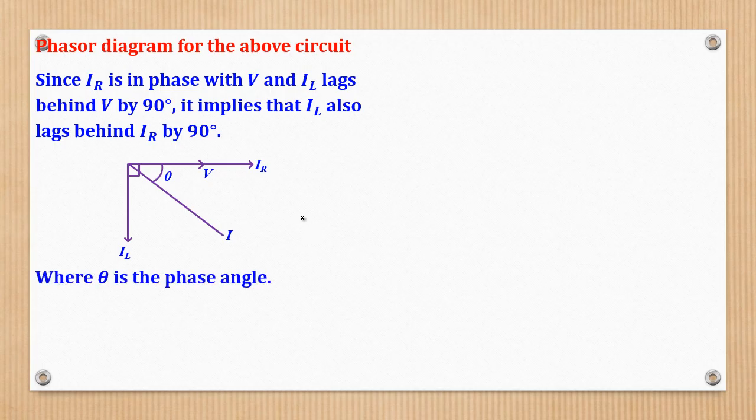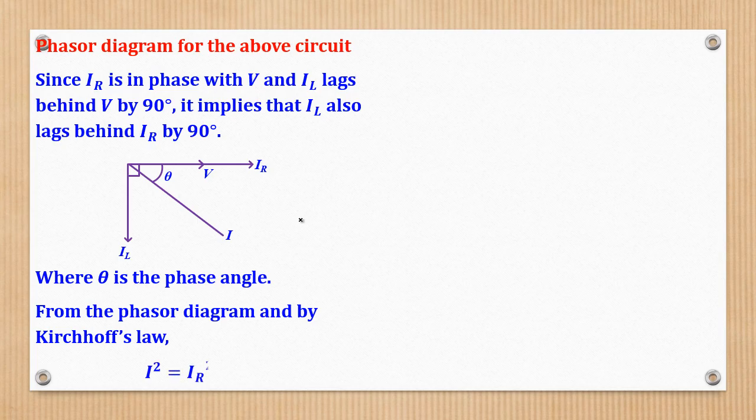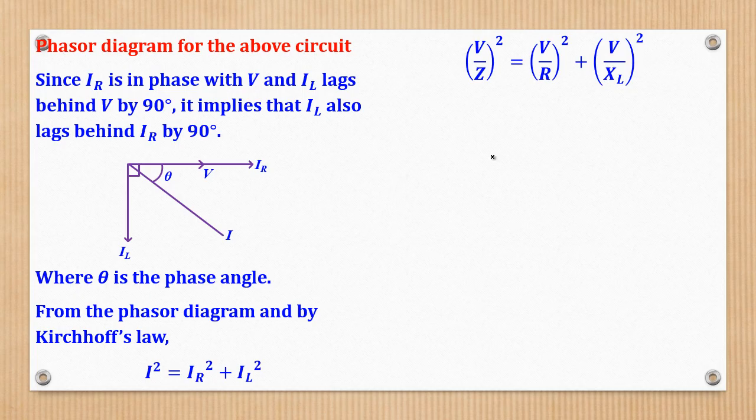So theta is the phase angle, we have already said that. From the phase angle, we can get the total current from Pythagoras theorem. I squared is equal to IR squared plus IL squared. But I know I is V over Z, IR is V over R, and IL is V over XL.